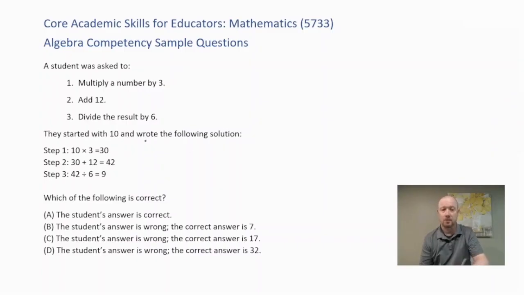So let's look at their steps. They started with the number 10. They went 10 times 3 equals 30, so step 1 is correct. Step 2, 30 plus 12 equals 42. They did that correctly. Step 3, 42 divided by 6, they have equals 9. Well, 42 divided by 6 is not equal to 9. The correct answer is actually 7, so the correct answer here would be choice B.